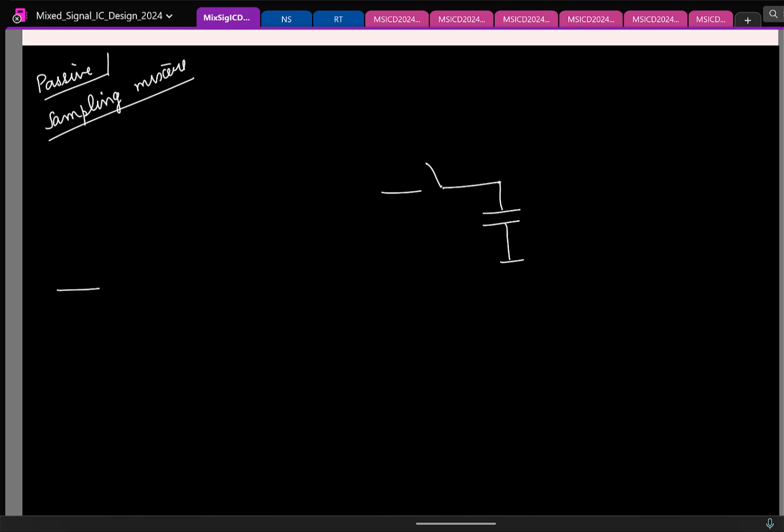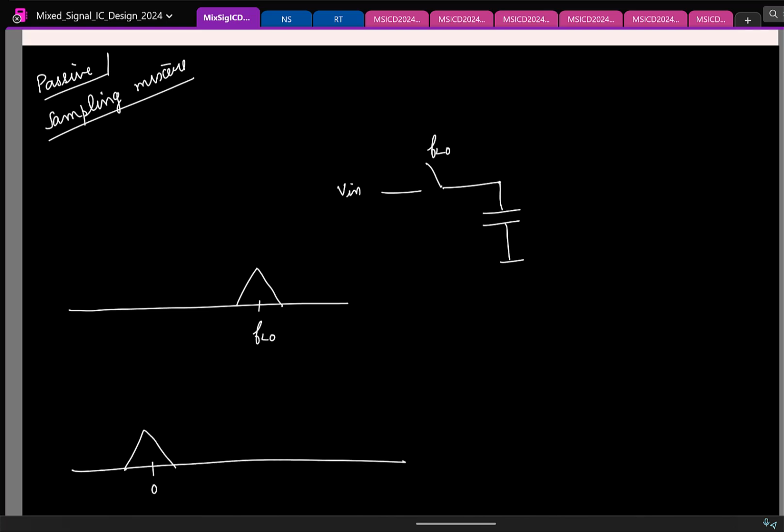So here, if the input is centered around a frequency, say FLO, again LO stands for local oscillator, that's the jargon used in communications. Let's say this is Vin. If I sample at LO, the output essentially falls back to DC. And let's say this strength is A0 and this is B0. So this ratio B0 by A0 is what we define as the conversion gain.